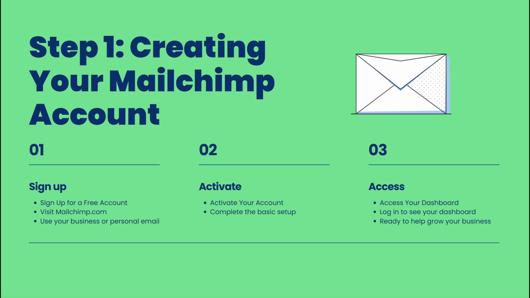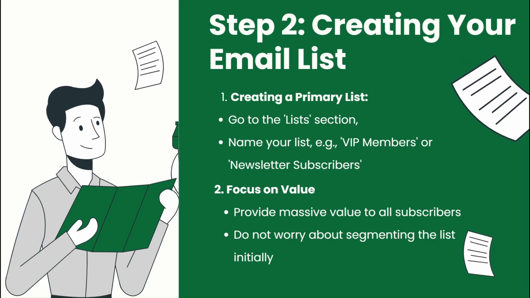Step 1. Set up your Mailchimp account. First, head to Mailchimp.com, https://mailchimp.com, and sign up for a free account. Use your business email if you have one, but a personal email works too. Once you've activated your account, complete the basic setup. After logging in, you'll see your dashboard, a blank canvas ready to help you grow your business.